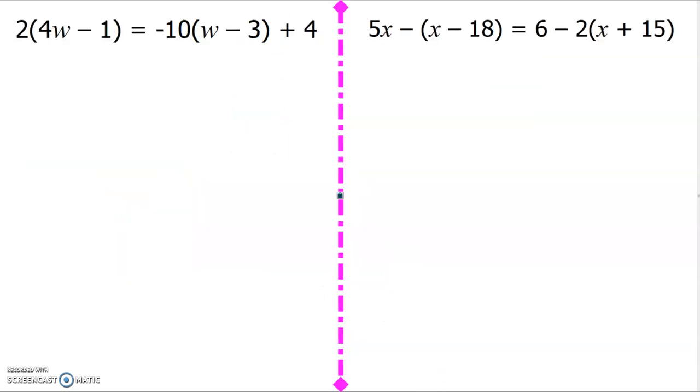These next two examples I want you to do, and I want you to check by substitution.